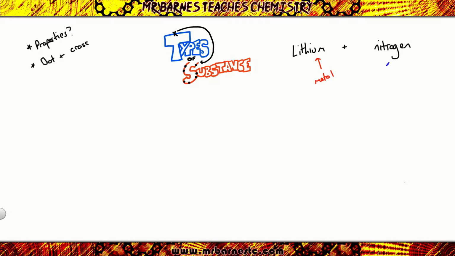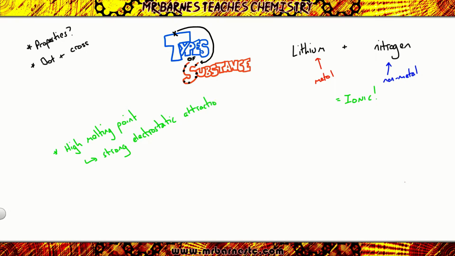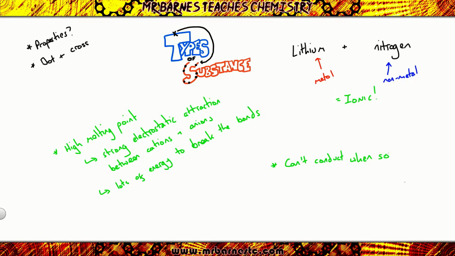Lithium is a metal, nitrogen is a non-metal, therefore it must be ionic. It's the only one that contains both a metal and a non-metal. So straight away I can say we have a high melting point, and hopefully you can remember from the video that's because of the strong electrostatic attraction between the cations and the anions, and lots of energy is needed to break the bonds. I can also say it doesn't conduct when solid, that's because of that strong electrostatic attraction, meaning the ions can't move, but it can conduct when molten, when a liquid, because the ions are now free to move.